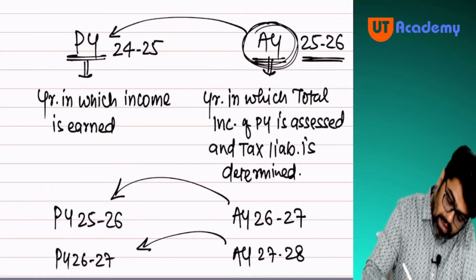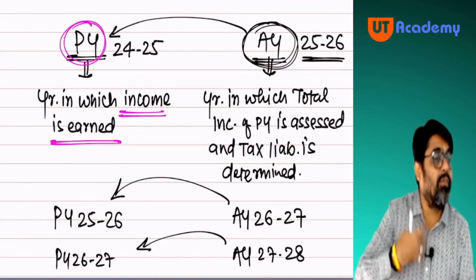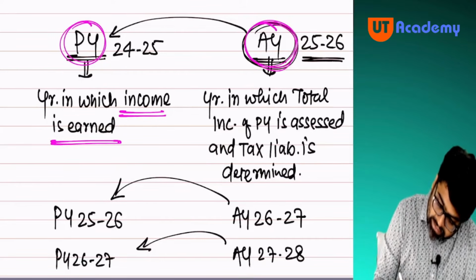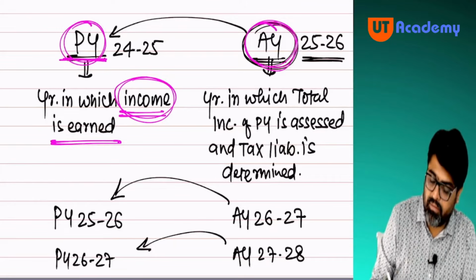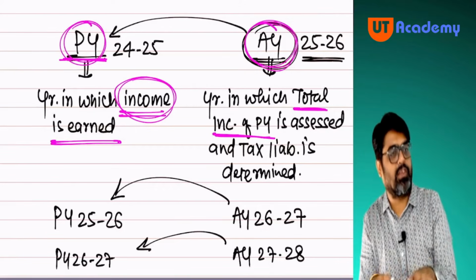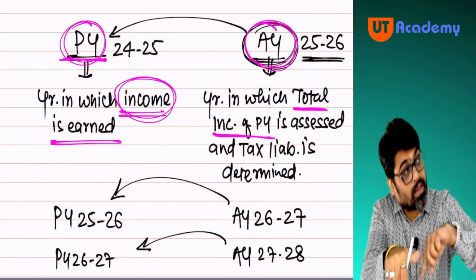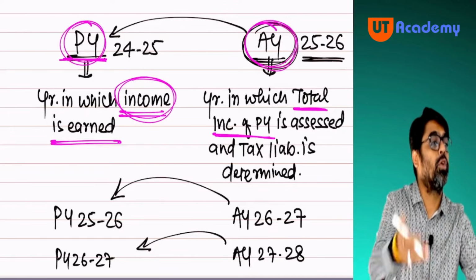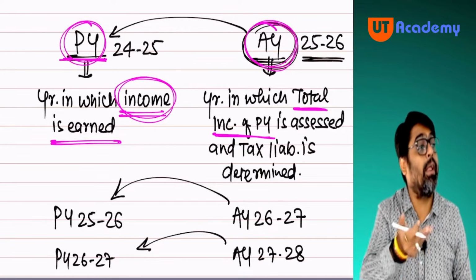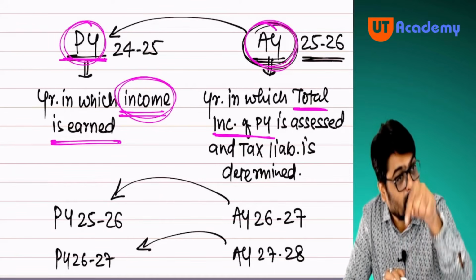Now tell me, in the previous year, what do you do? Income earning activity happens. And in the assessment year, what do you do? By taking this income of the previous year, you calculate the total income of that previous year. So in the assessment year, you are not doing anything for the assessment year. Whatever activity you are doing, it is for the previous year. Getting my point? So you will calculate the total income for previous year. You will calculate the tax liability for previous year. But all these activities will not happen in the previous year. It will happen in the next following year, known as assessment year.